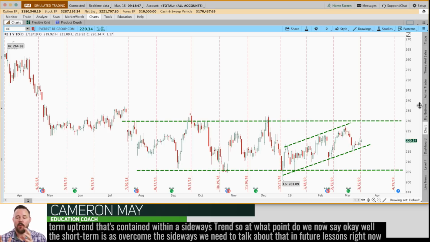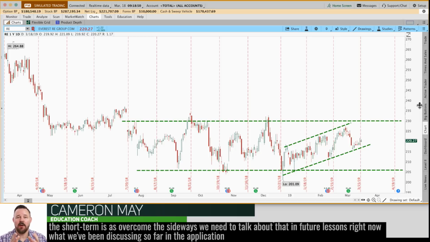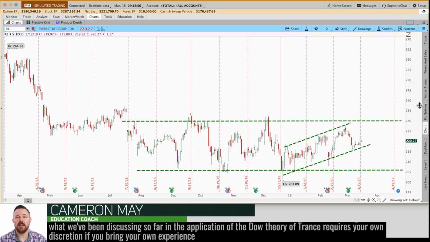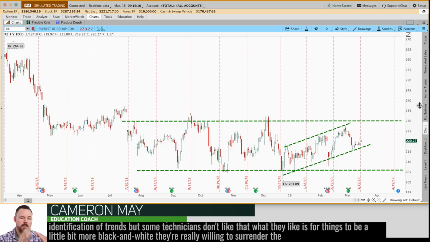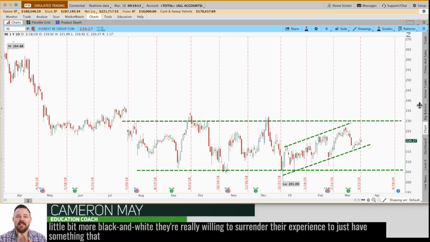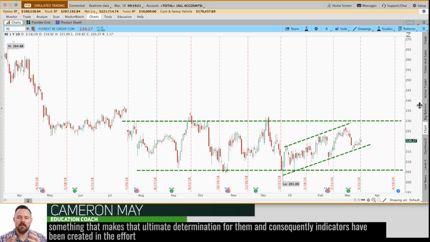All right, now, what we've been discussing so far in the application of the Dow theory of trends requires your own discretion. You bring your own experience to identification of highs and lows and the identification of trends. But some technicians don't like that. What they like is for things to be a little bit more black and white. They're willing to surrender their experience to just have something that makes that ultimate determination for them. And consequently, indicators have been created in the effort to, let's say, automate things. And one common indicator is known as a moving average.